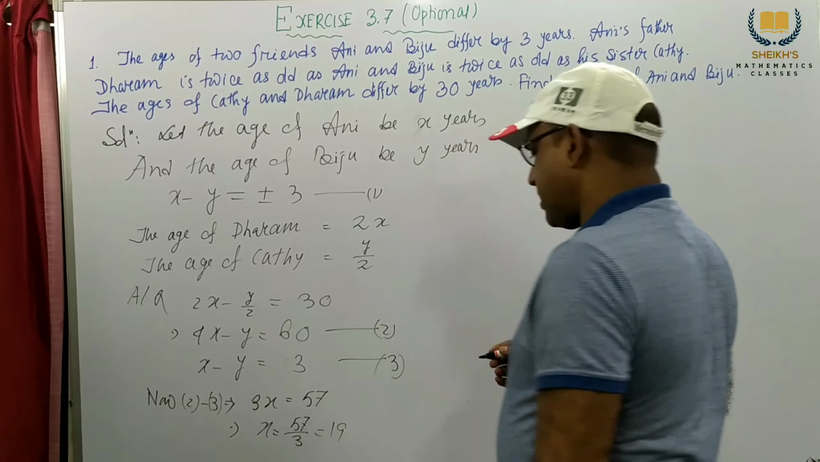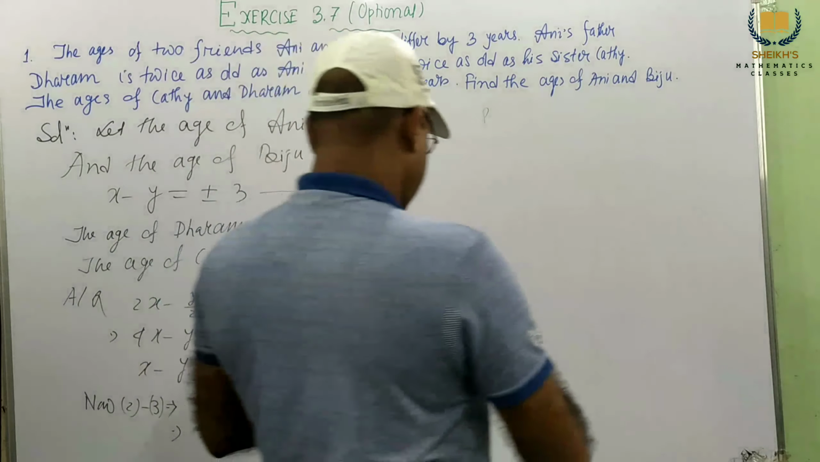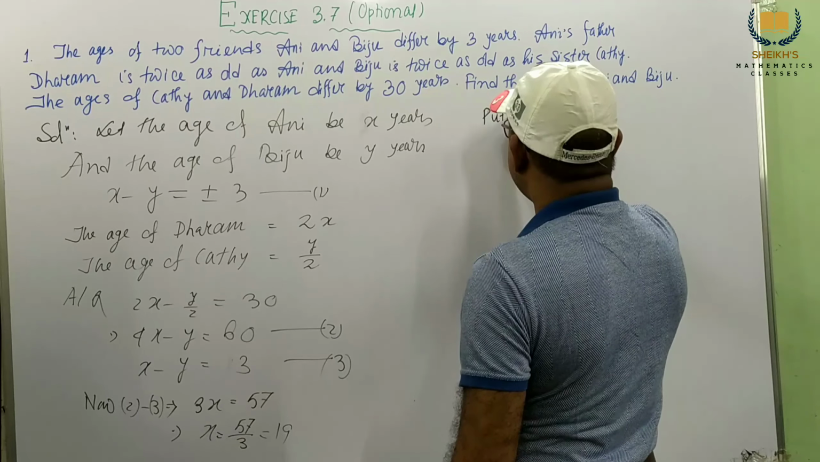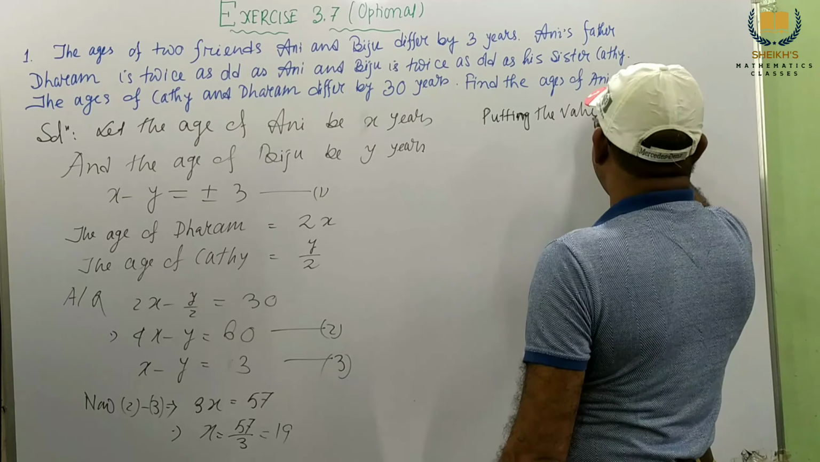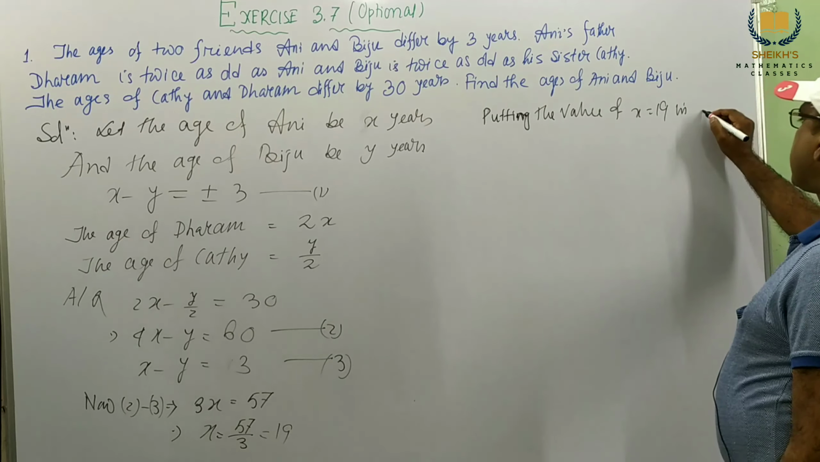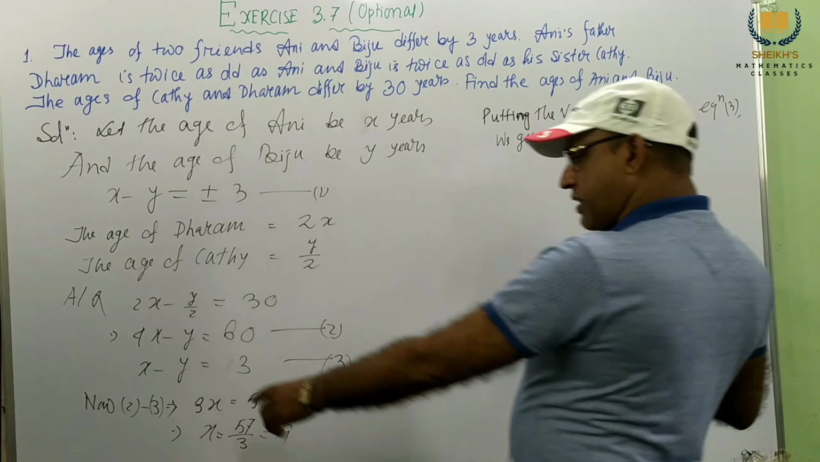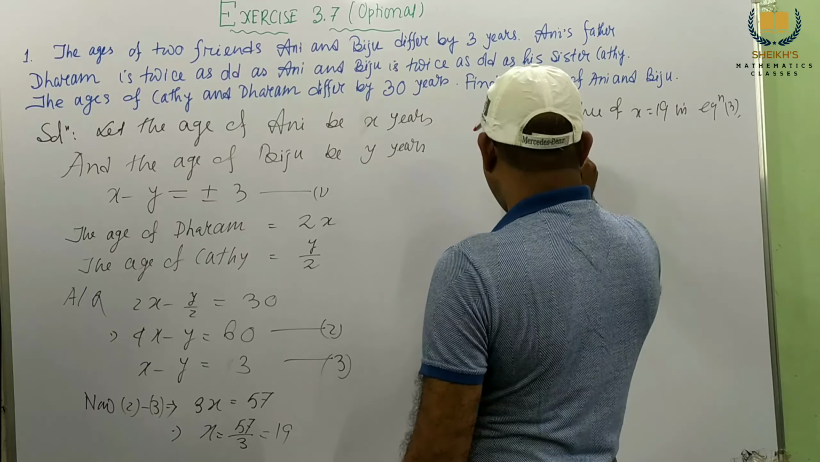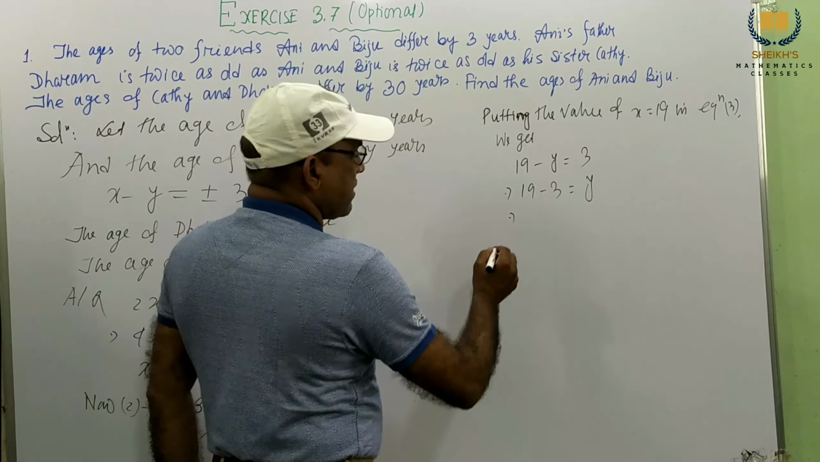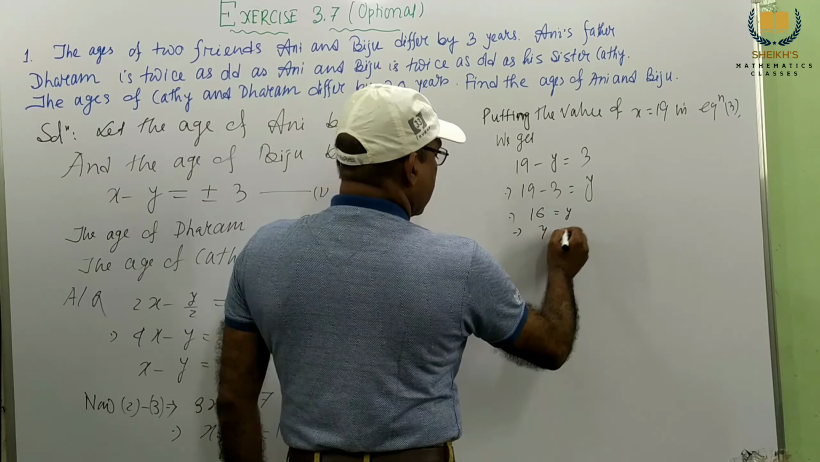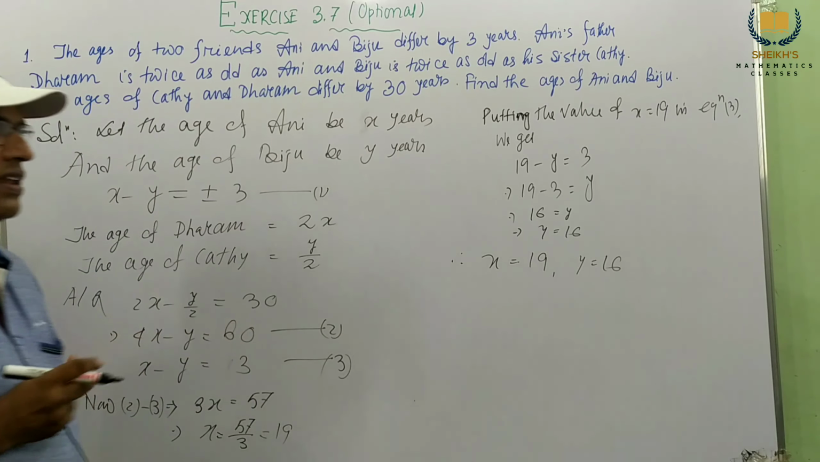And putting the value of x equal to 19 in equation 3, we get x minus y, 19 minus y equal to 3, 19 minus 3 equal to y, then y equal to 16. Therefore, x equal to 19 and y equal to 16. We get first value 19 and 16.